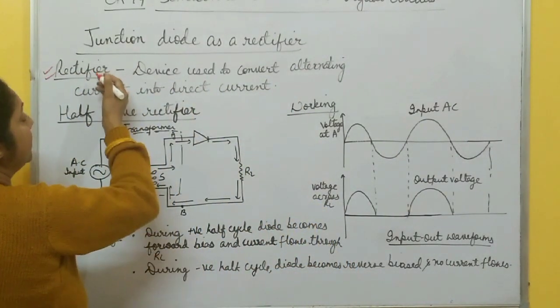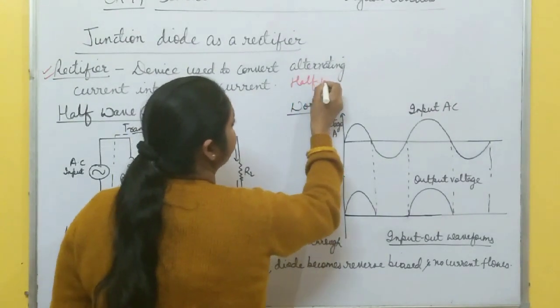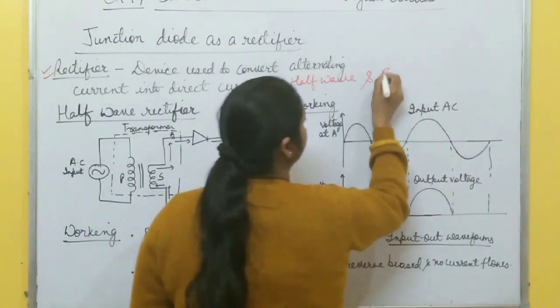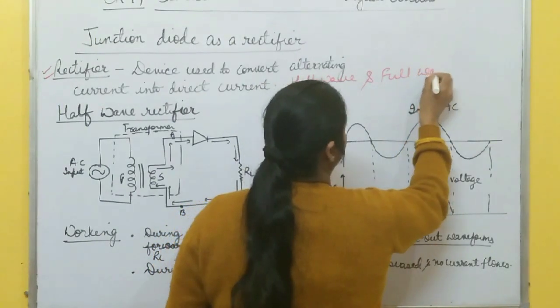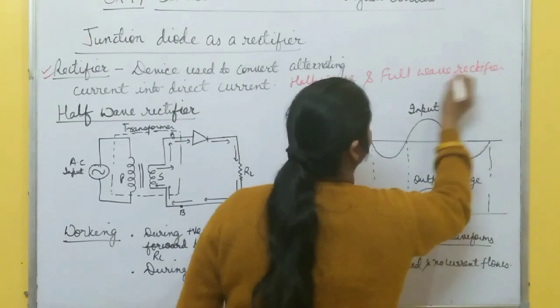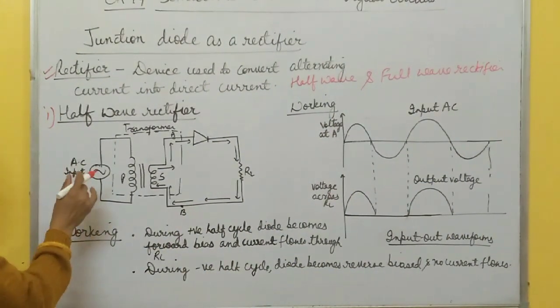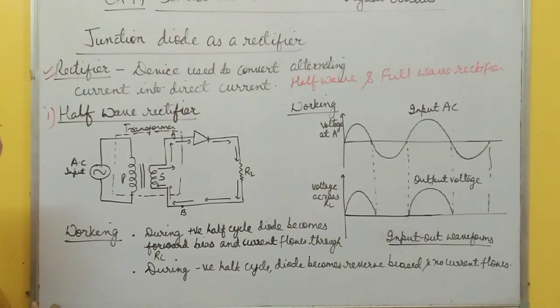So, a rectifier is of two types. One is the half wave rectifier and the other is the full wave rectifier. First I will discuss the half wave rectifier, then after that the full wave rectifier. So, the first one is the half wave rectifier. This is the circuit diagram for a half wave rectifier.